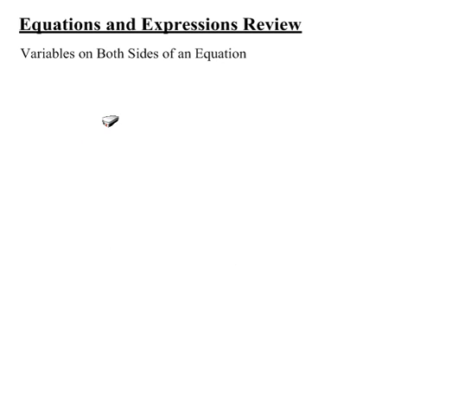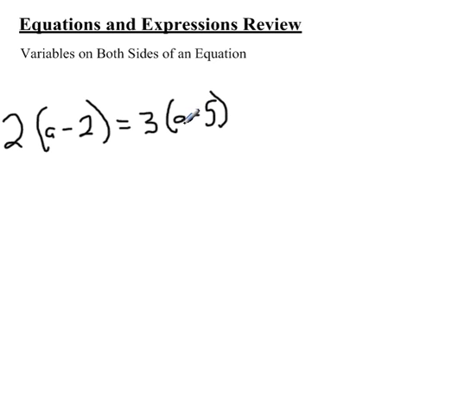And one last example. Let's add the process of distribution into our work. 2 times the difference of a minus 2 equals 3 times the difference of a minus 5. My pen isn't working good there. There we go. Now, when you distribute, remember you're multiplying twice. Remember you're keeping the signs in the problem.